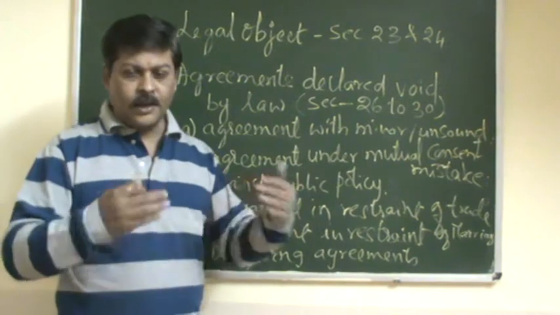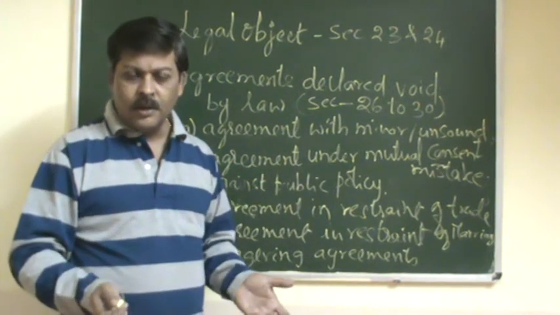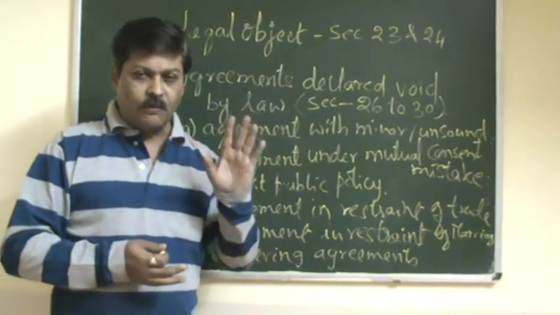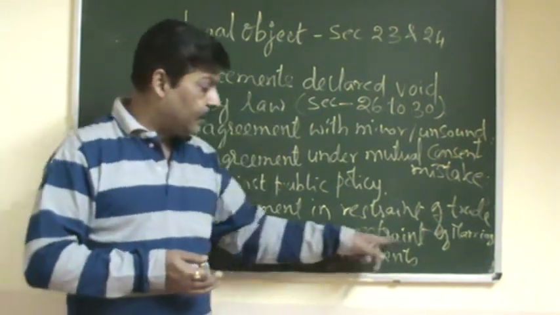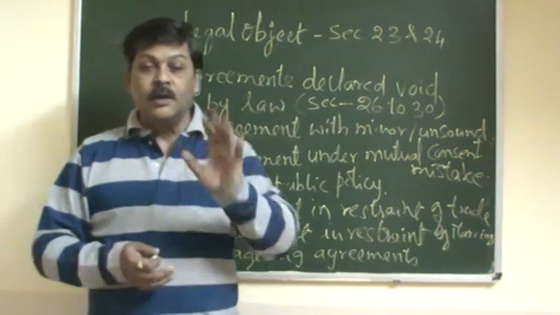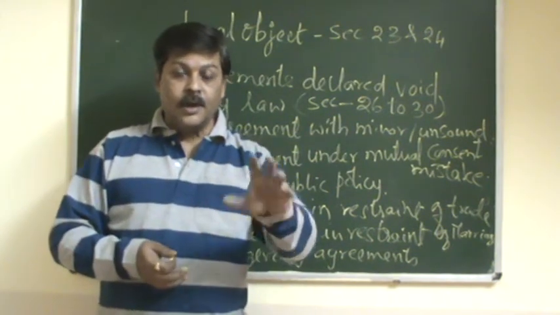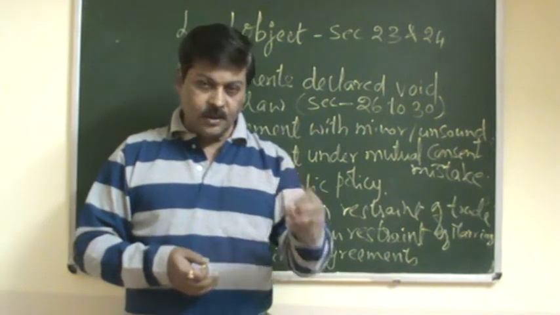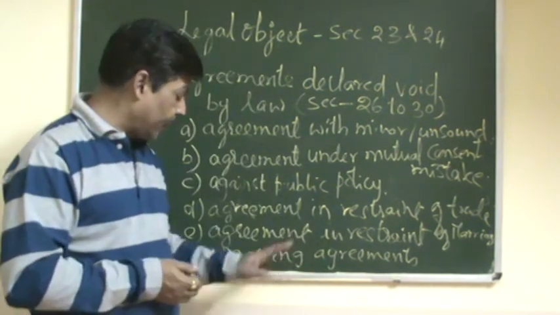That is why any person is allowed to do any type of business, provided it is a lawful business. Agreement in restraint of marriage. This is also void. No restraints or restrictions can be put on marriage. Such agreements are void.